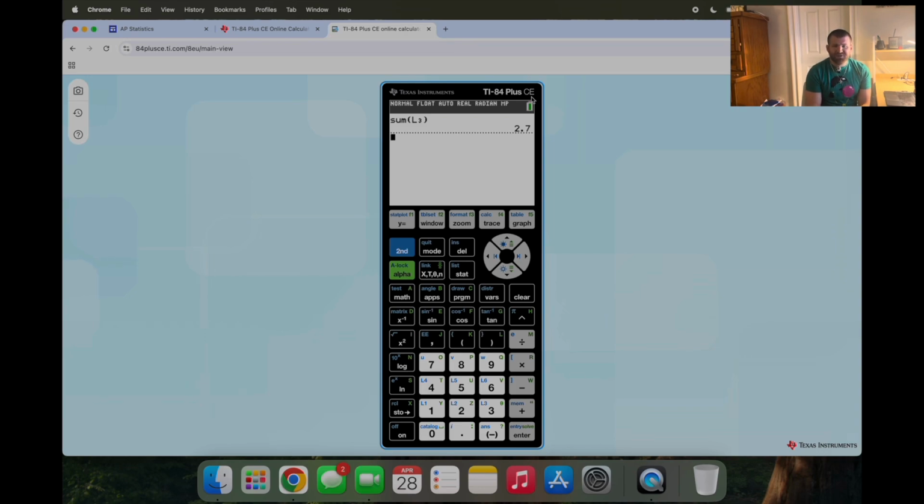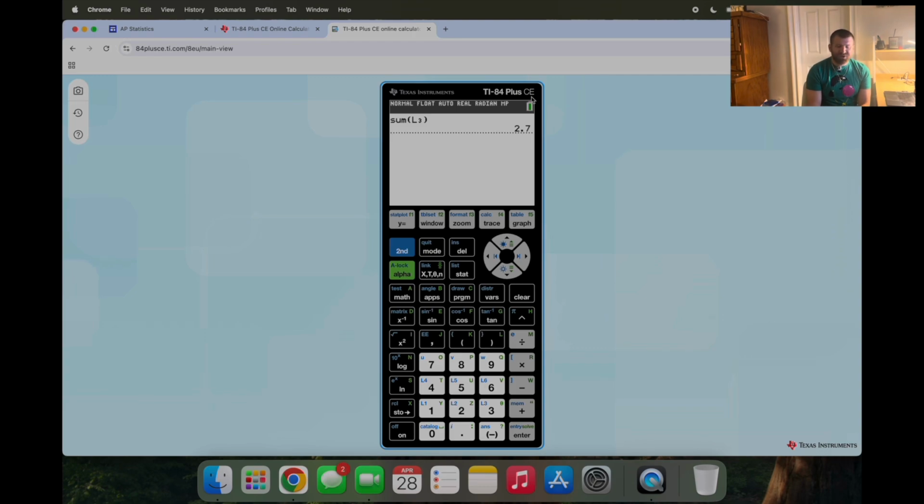Granted, expected value is not that hard of a thing for you to do, just on your calculator out on the screen. So that's not a huge deal. But if you have a larger table, I would say like 6 or 7 things, that might be one way that's a little bit easier to do it.